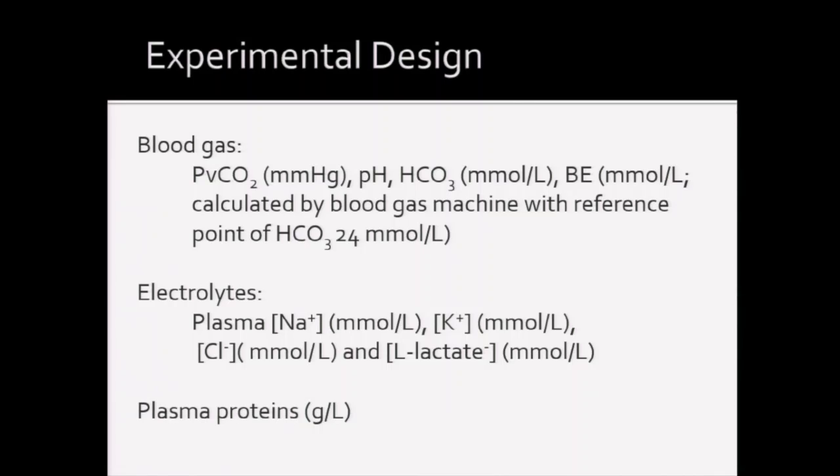On the blood gas, they measured the partial venous carbon dioxide, pH, bicarbonate, and base excess, which is calculated by the blood gas machine. They also looked at electrolytes, mainly sodium, potassium, chloride, and L-lactate, and at the plasma proteins.